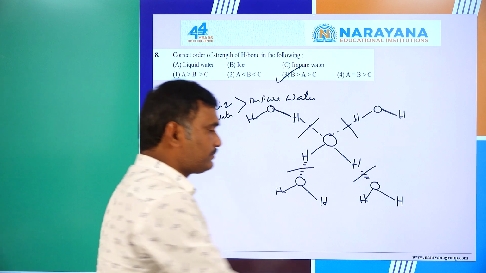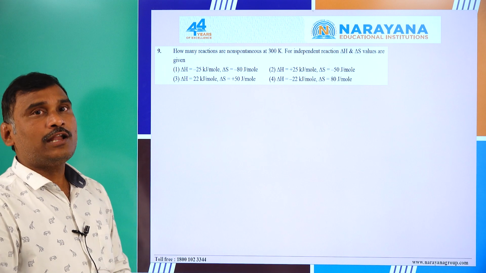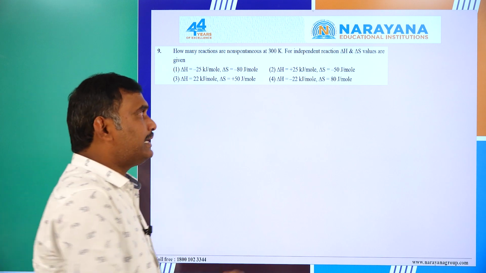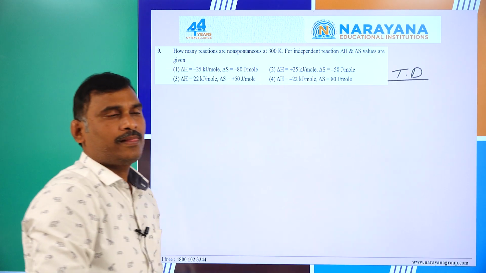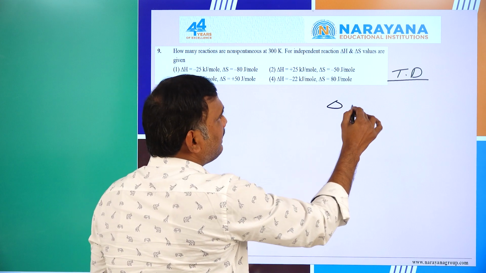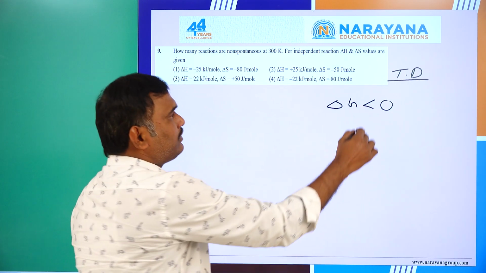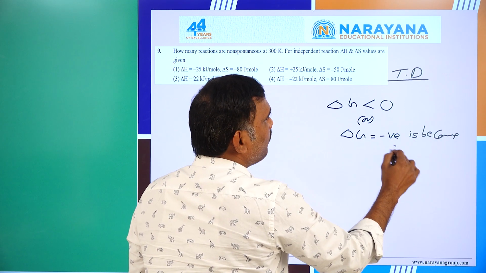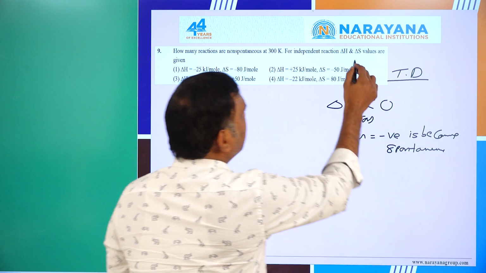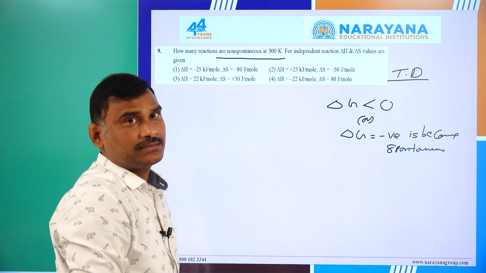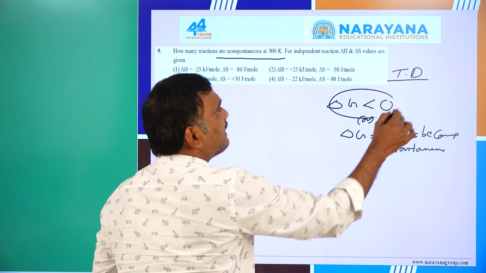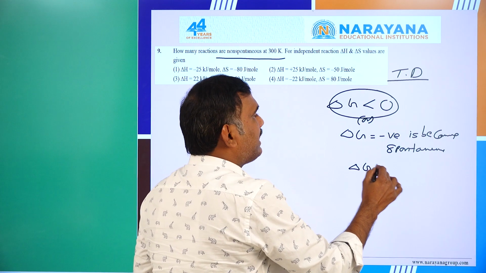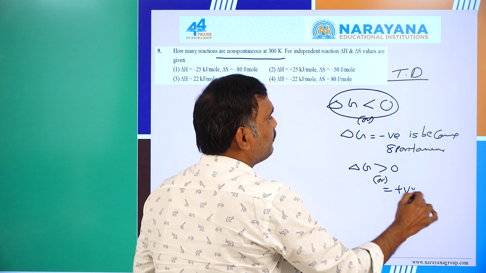Now let us go for the next question. How many reactions are non-spontaneous at 300 Kelvin for independent reactions whose delta H and delta S values are given? You know friends, this is a question from the thermodynamics chapter. According to thermodynamics, if delta G is less than 0, or negative, the reaction becomes spontaneous. But here it says non-spontaneous. The non-spontaneous case stands for delta G greater than 0. If delta G equals 0, the reaction is in equilibrium. So delta G should be greater than 0, or positive, for non-spontaneity.